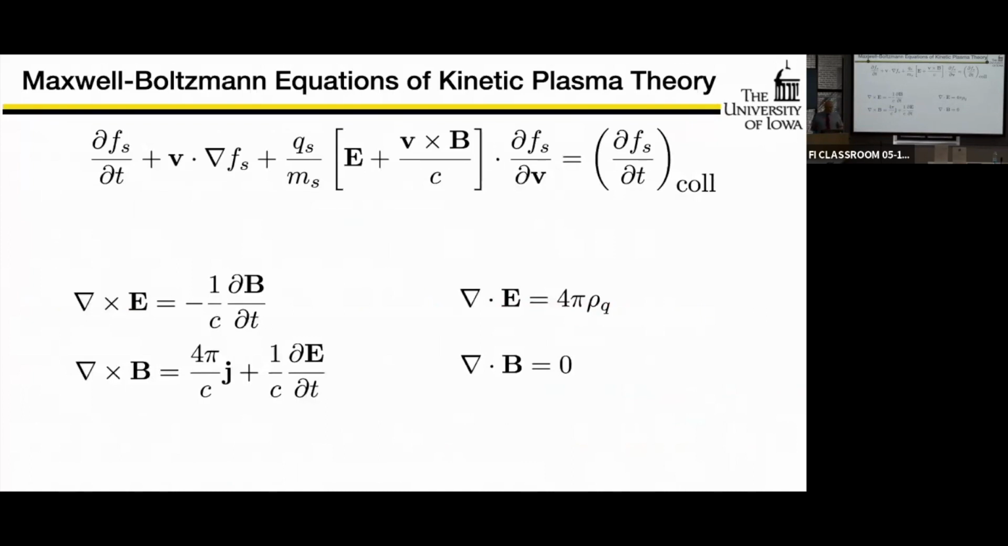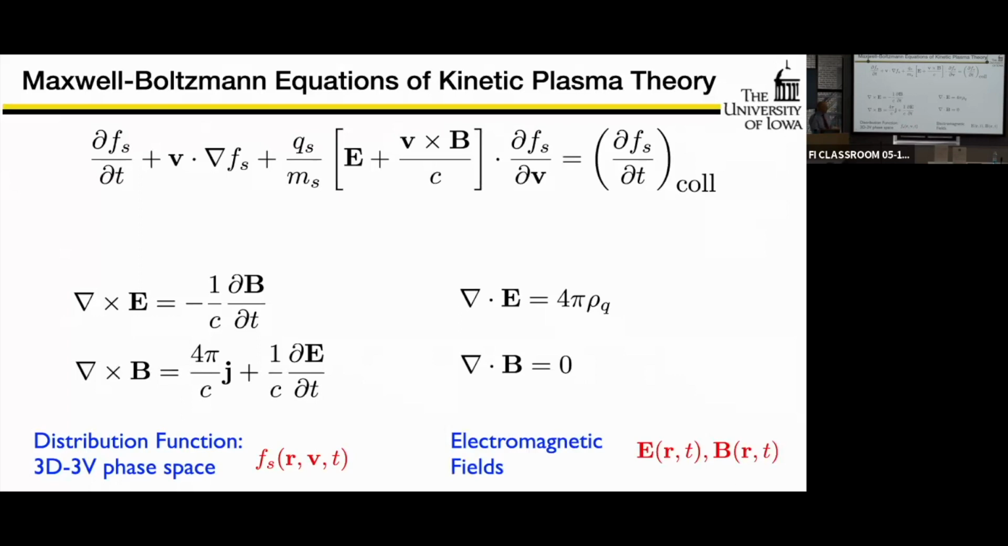So the weakly collisional plasmas are governed by the Maxwell-Boltzmann equations of kinetic plasma theory. We've got a Boltzmann equation for each species, and that evolves a distribution function in 3D-3V phase space. So this is a 6-dimensional phase space, 3 dimensions in physical space and 3 dimensions in velocity space, as well as time. And this system is closed by Maxwell's equations, which give us the electromagnetic fields in terms of the current density and the charge density.